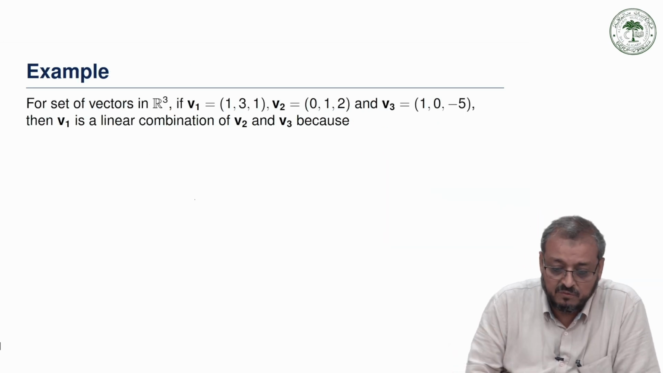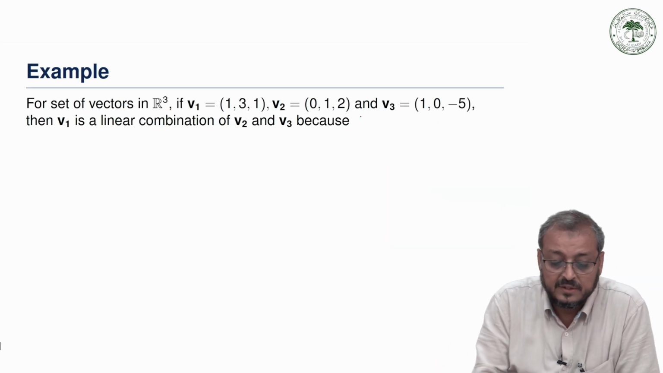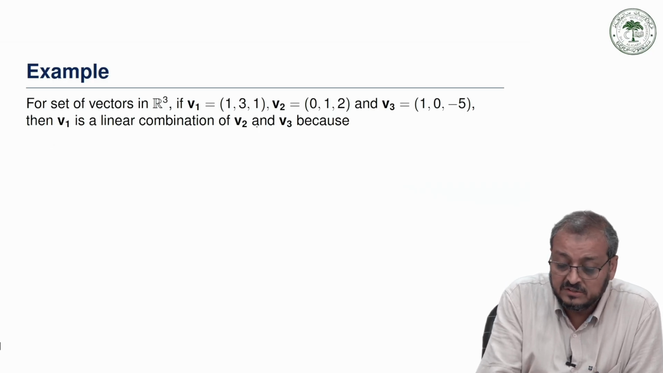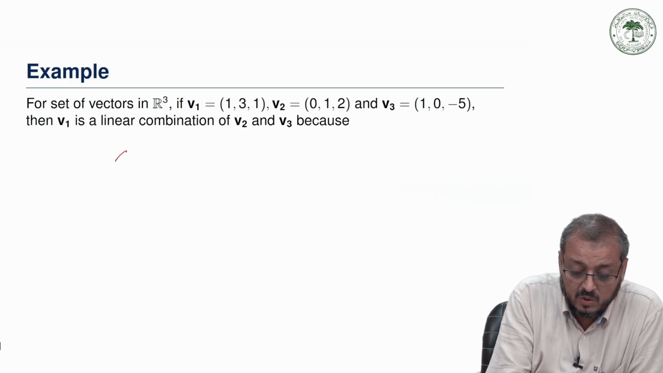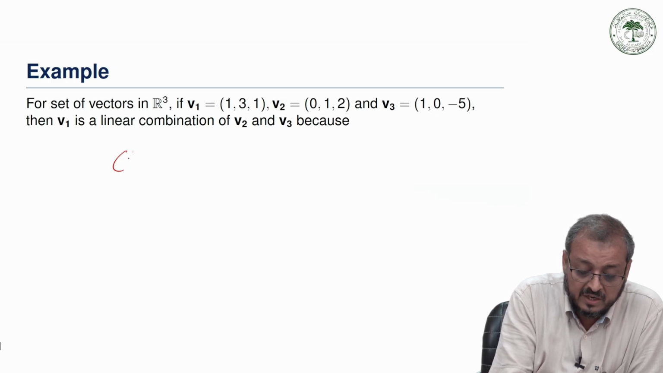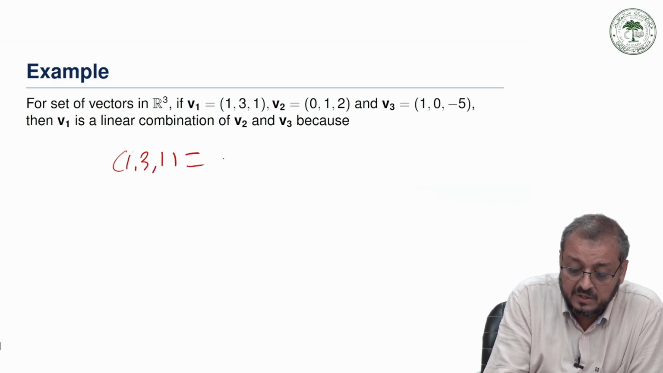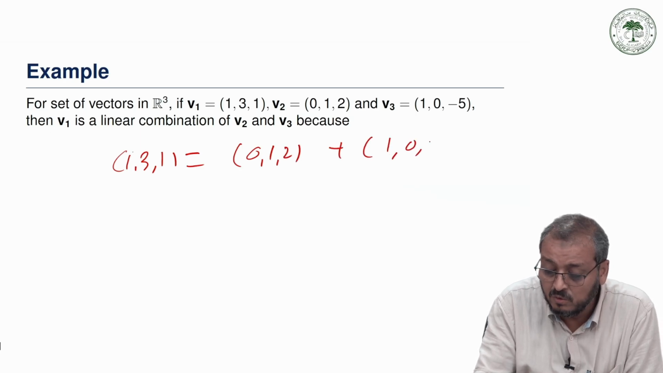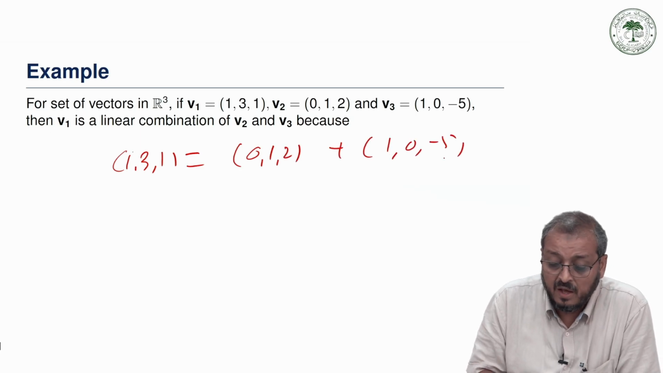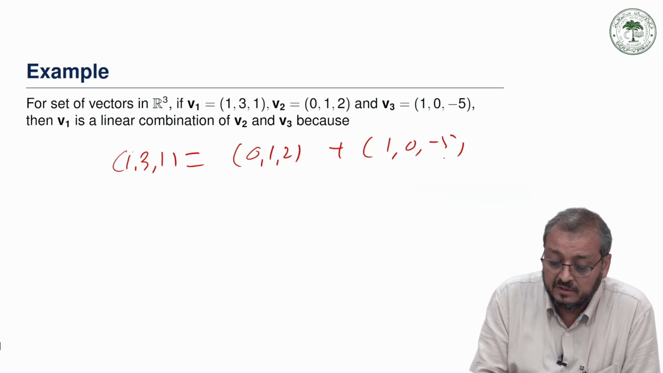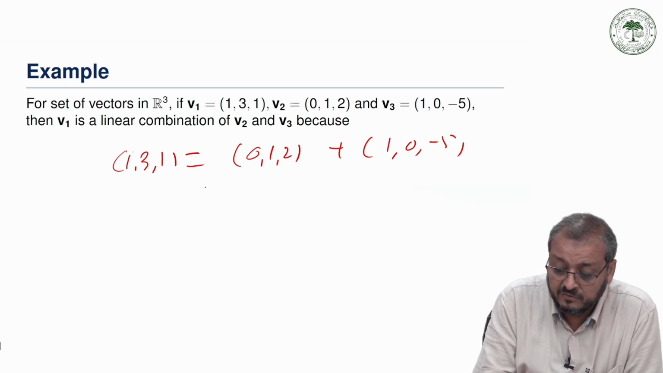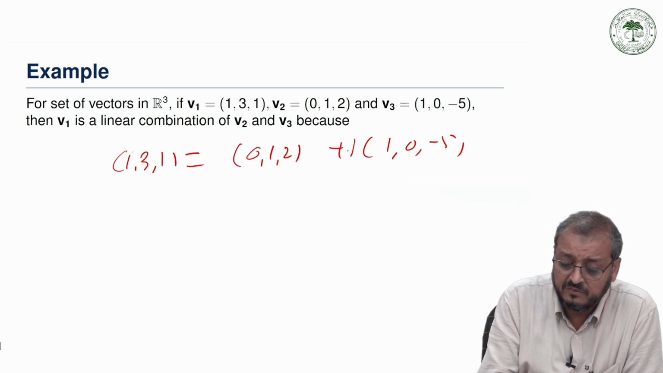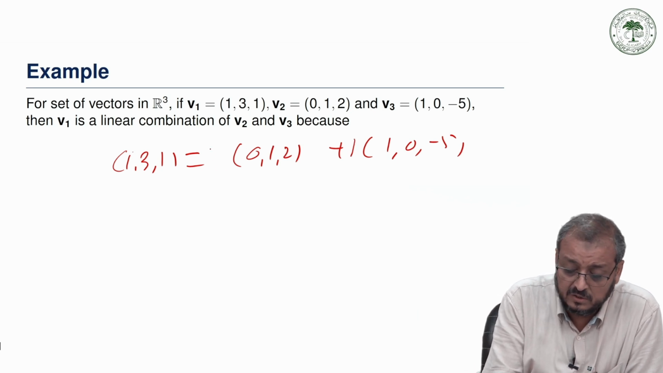We move to another example with vectors v1, v2, v3. We have three vectors, and we can check this. We can write (1, 3, 1) as a combination of (0, 1, 2) plus (1, 0, minus 5). If we take alpha equal to 1 and beta equal to 3.